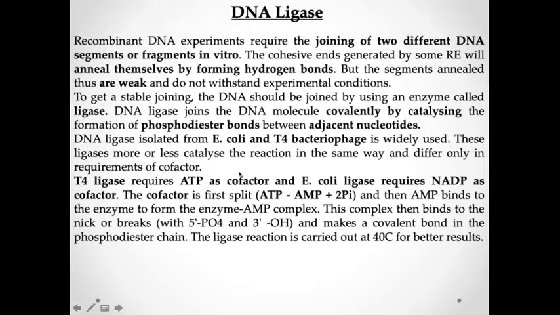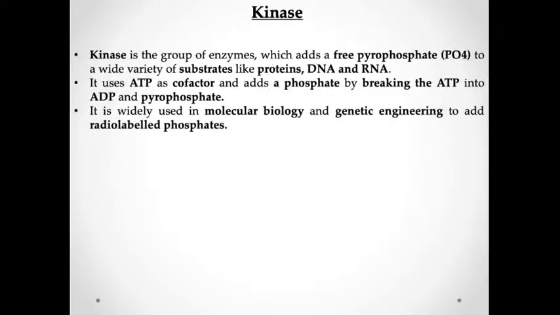So the cofactor is first split and then AMP binds to the enzyme to form your enzyme-AMP complex. For better results, these ligase reactions are done at 40 degrees Celsius. Then come your kinases, a group of enzymes which add a free phosphate group to any substrate like protein, DNA, and RNA. They use ATP as a cofactor and add phosphate by breaking the ATP into ADP and pyrophosphate. So it is a very highly useful enzyme in molecular biology and genetic engineering to add radiolabeled phosphate.